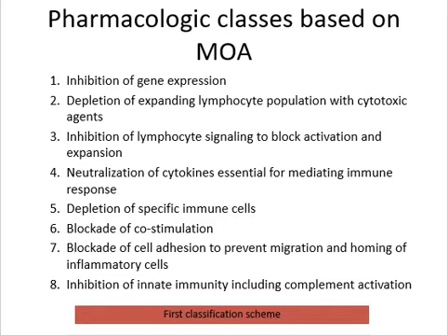So we can talk about drugs that inhibit gene expression. Of course, those would be steroids. We can talk about drugs that can change the lymphocyte population via depletion or expansion. We can look at signaling pathways that are typically blocked in order to curb that expansion process. We can use neutralization processes to turn off cytokines, especially the really potent cytokines that are driving this immune reaction, and some of the other drugs that are listed there. So that's the first classification scheme.